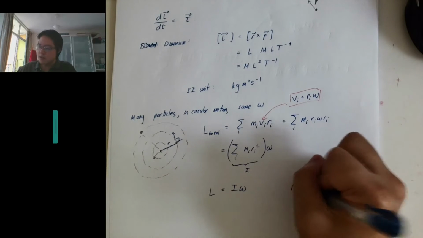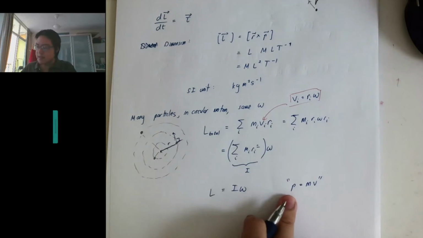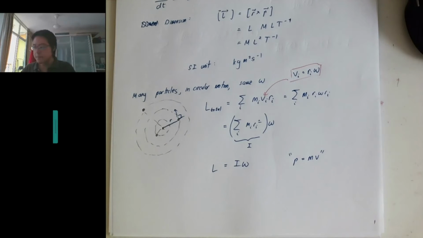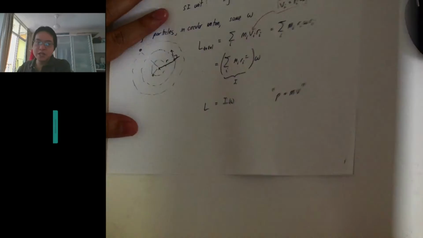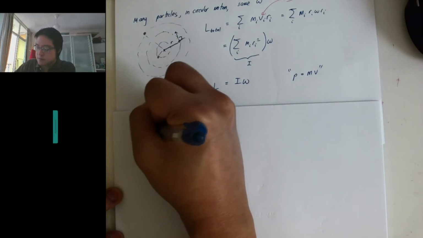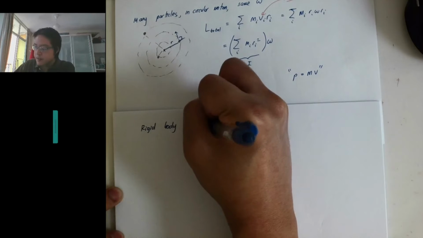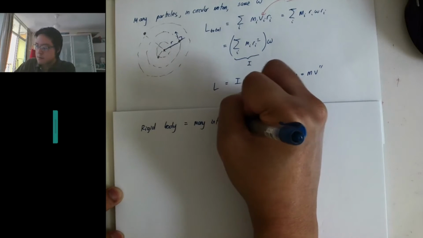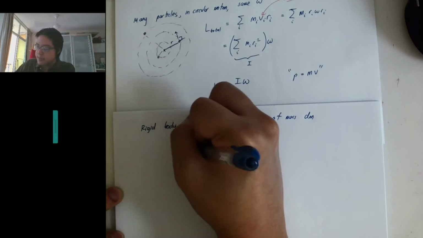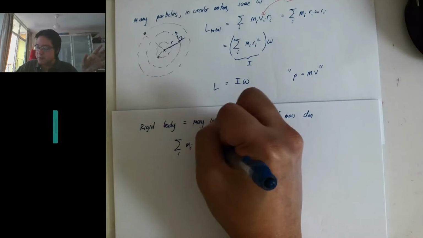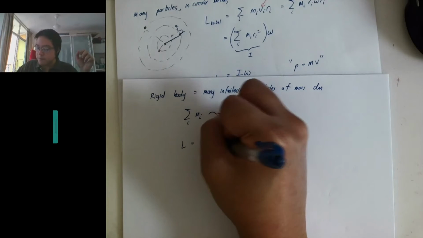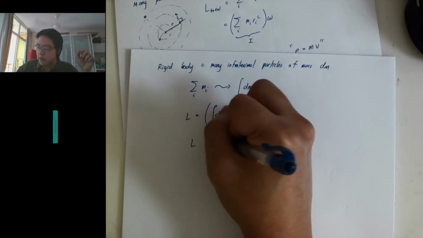This is similar to linear momentum being mass times velocity, just that now the linear momentum changed to angular. Moment of inertia is coming from the mass, and angular velocity came from the velocity. We have seen this generalization many times already. This equation will still be true for a rigid body. A rigid body consists of many infinitesimal particles of mass dm. When I sum up the m of many particles, if it's infinitesimal, it is approximately like a Riemann sum. So my angular momentum is just the integral of dm r and then omega. This is how you get I omega.